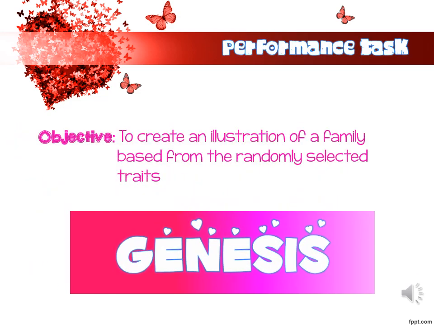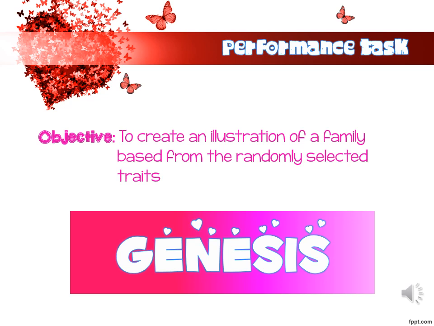Good day, everyone. It's now time to do the performance task. Our performance task is a culmination of the science concepts that we had learned so far in genetics, both Mendelian and non-Mendelian. The objective of our performance task is to create an illustration of a family based from randomly selected traits.